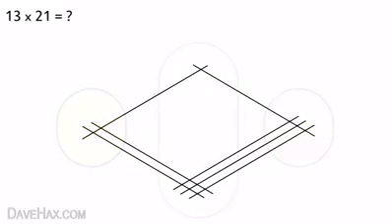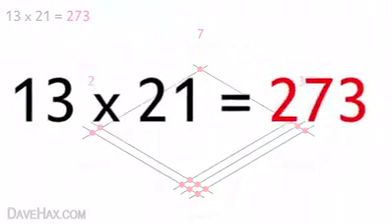Then starting from the right-hand zone, we need to count how many times any of the lines cross. In this case 3. We write that here and move on to the next zone. So again, we count how many times the lines cross, 1, 2, 3, 4, 5, 6, 7, and write it at the top. Then move on to the last zone and do exactly the same again. 1, 2. So we have 2, 7, 3, and that gives us our answer. 13 times 21 is 273.